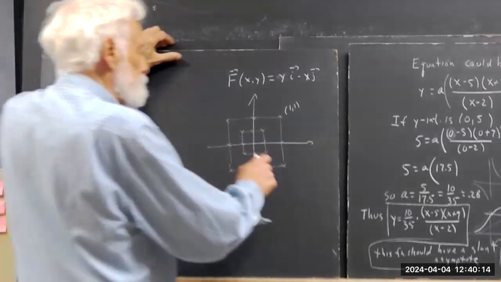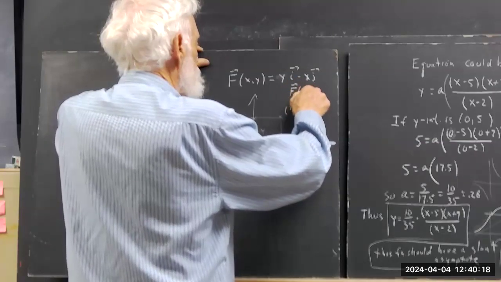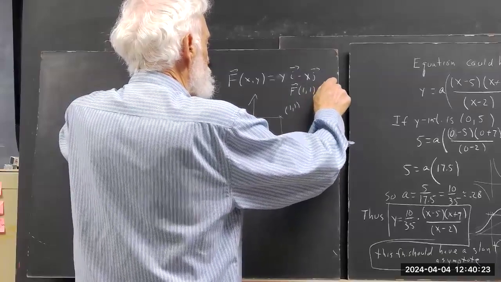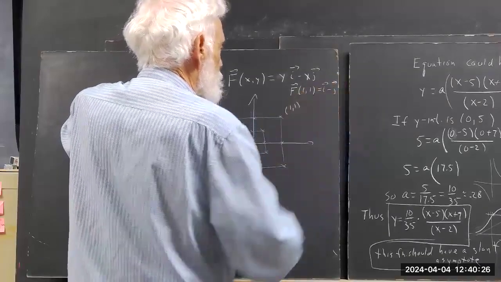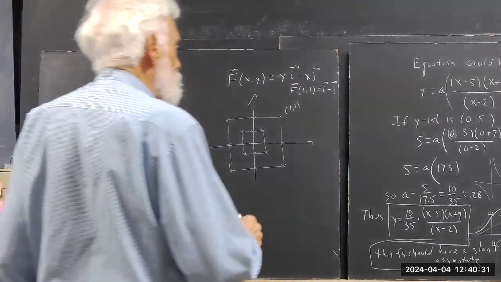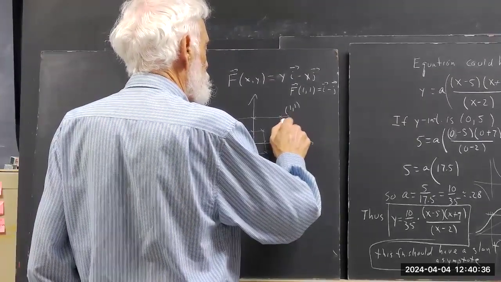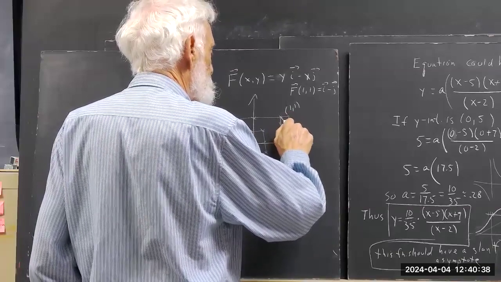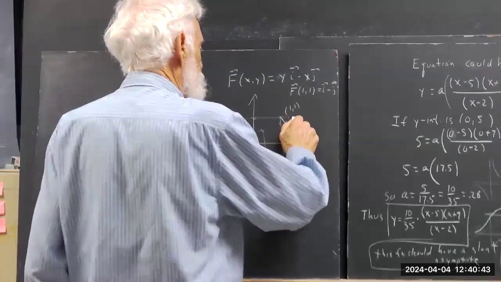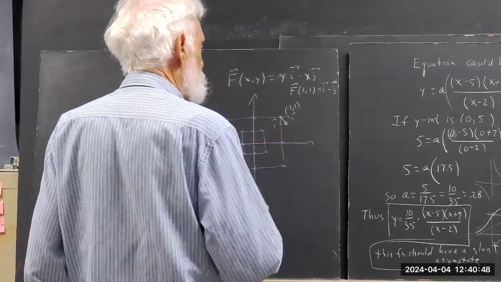Well, that's i minus j, right? Okay. So what's i? Well, i would be here. And negative j would be here, so it would be like so. So here I've got a little i, here I've got a little j, and right there is my vector.